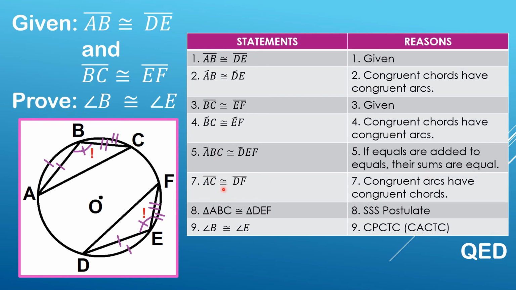And as a consequence of statement 5, which is statement 6, there's a problem with the numbering. So it's statement 6: line segment AC is congruent to line segment DF because congruent arcs have congruent chords. So now we have three corresponding parts. So triangle ABC is congruent to triangle DEF by the SSS postulate. And as a consequence, we have the conclusion: angle B is congruent to angle E by CPCTC. QED.